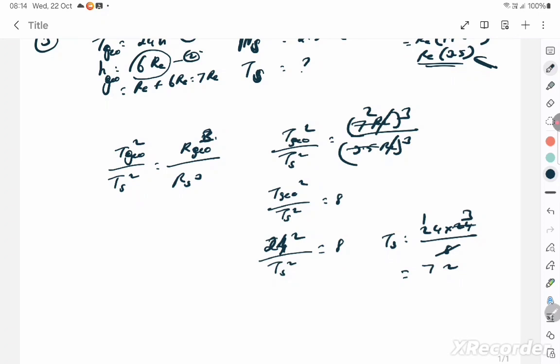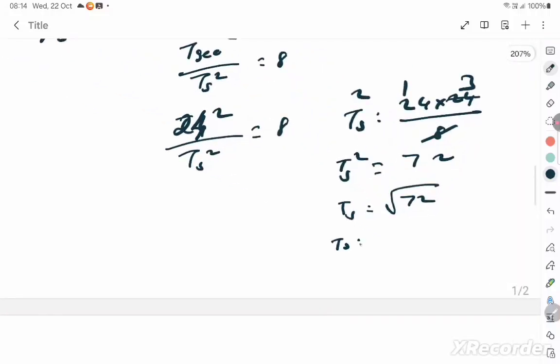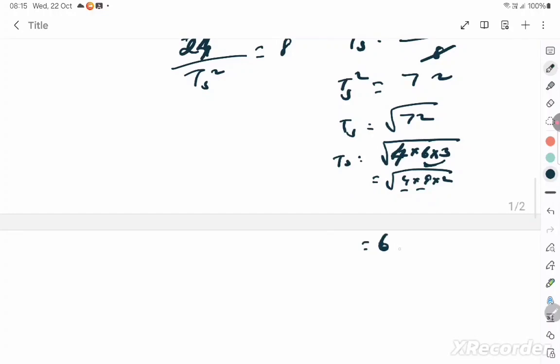So we get Ts square to be 72 and Ts to be root of 72. Instead you can write root of 4 into 18, since 4 into 18 is 72. So I can take the 2 out common, which is 2 into 3, which is 6 root 2. So that's the answer.